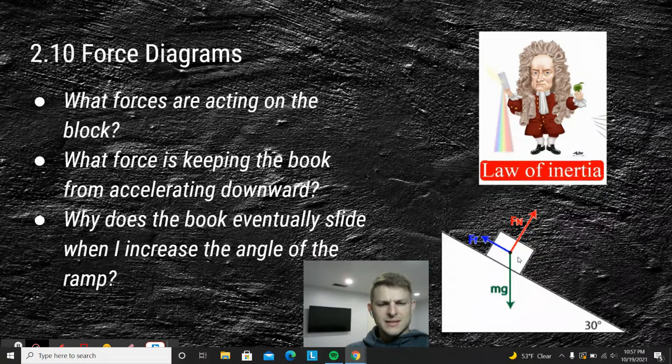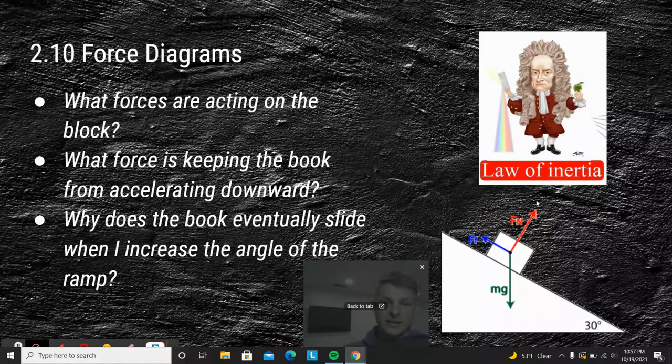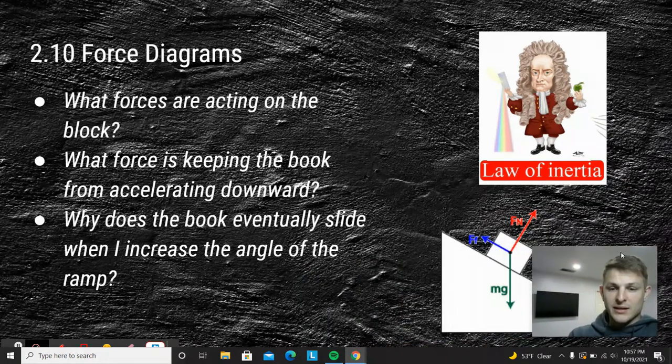Well, why is that? What forces are acting on the book? And why does the book eventually slide? Why doesn't it slide right from the beginning? What does the angle of the plane have to do with that? Well, it has to do with the forces acting on the plane. We're going to get into that.